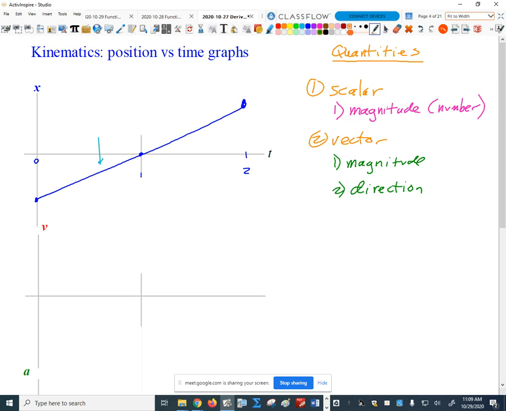What about speed? Is speed a scalar or a vector? Say you're driving in your car, where would you look to find your speed? I'd look at the speedometer, sure. Does the speedometer change? If I've got my cruise control on, does the speedometer change as I change the direction of the car? No, it stays the same, doesn't it? So speed is another example of a scalar.